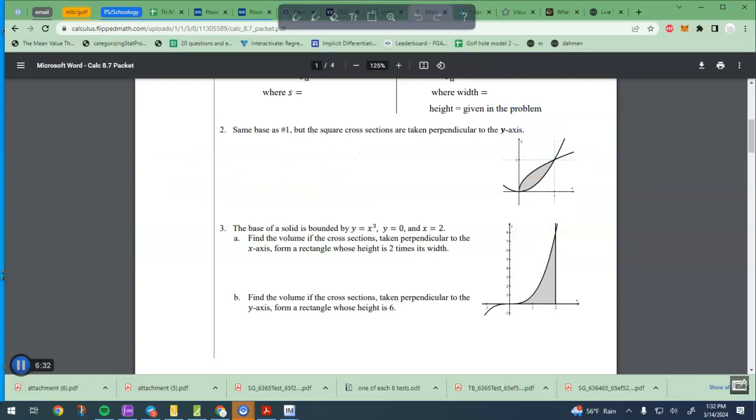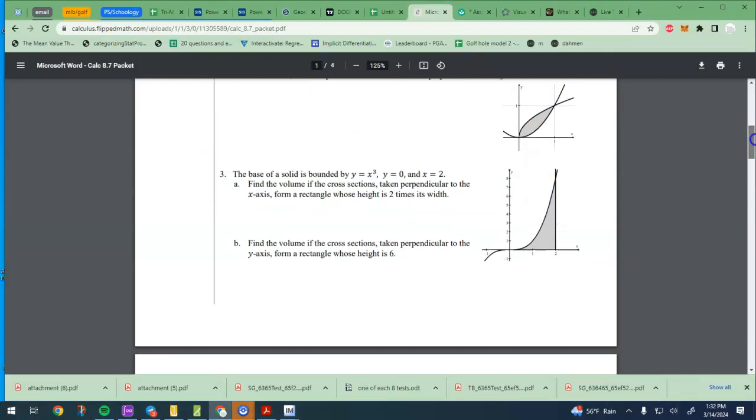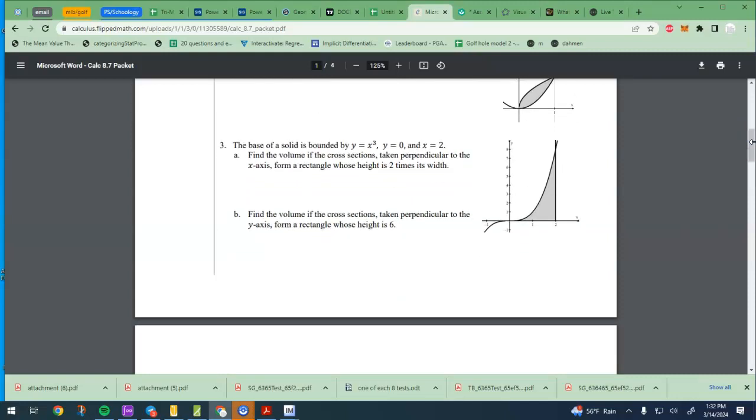Let's take a look at 3. So this one asks both. There's an x and a y. You guys want a second to try it first?